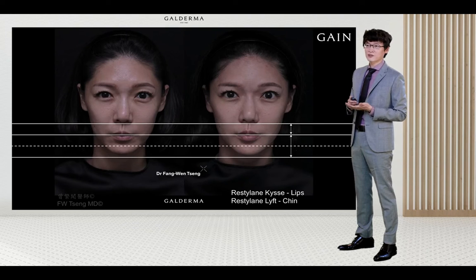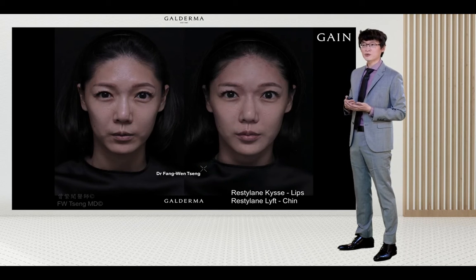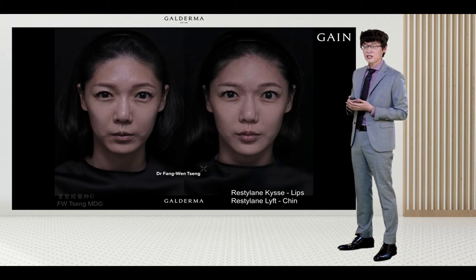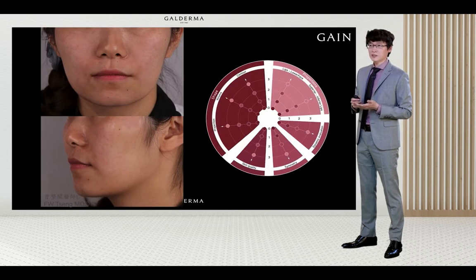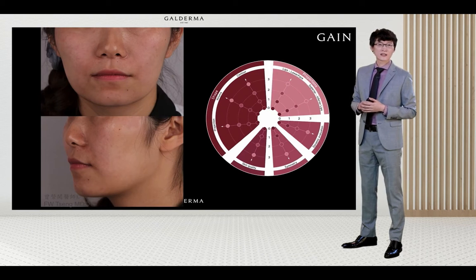So I used the lift to elongate her chin to bring this proportion to the ideal 1 to 2, and also I used rest and kiss to increase the volume, increase the curvature in her lips, and she did look more beautiful with a fuller and more contoured lip. Another patient with different need in her lips.